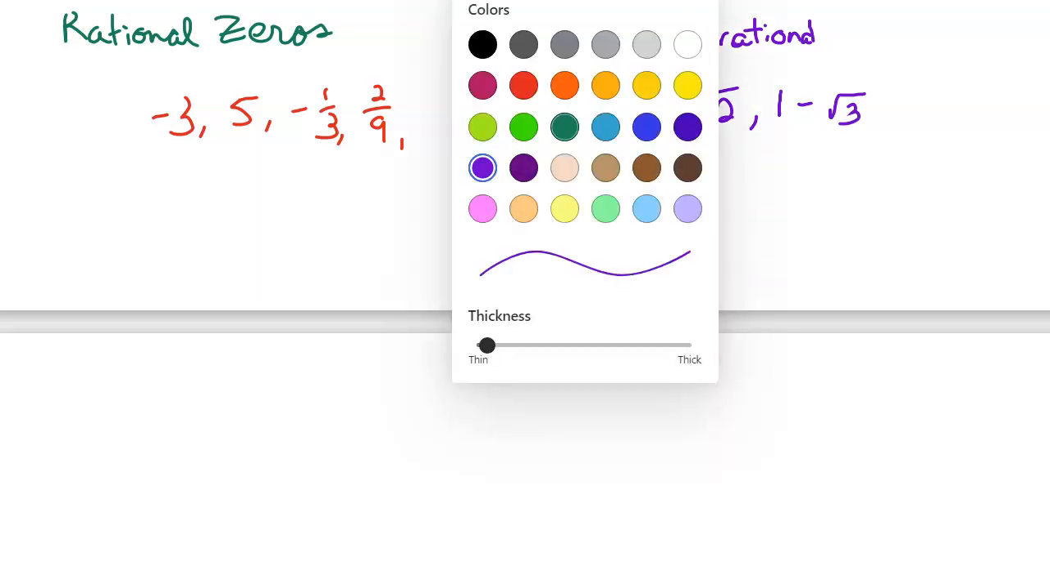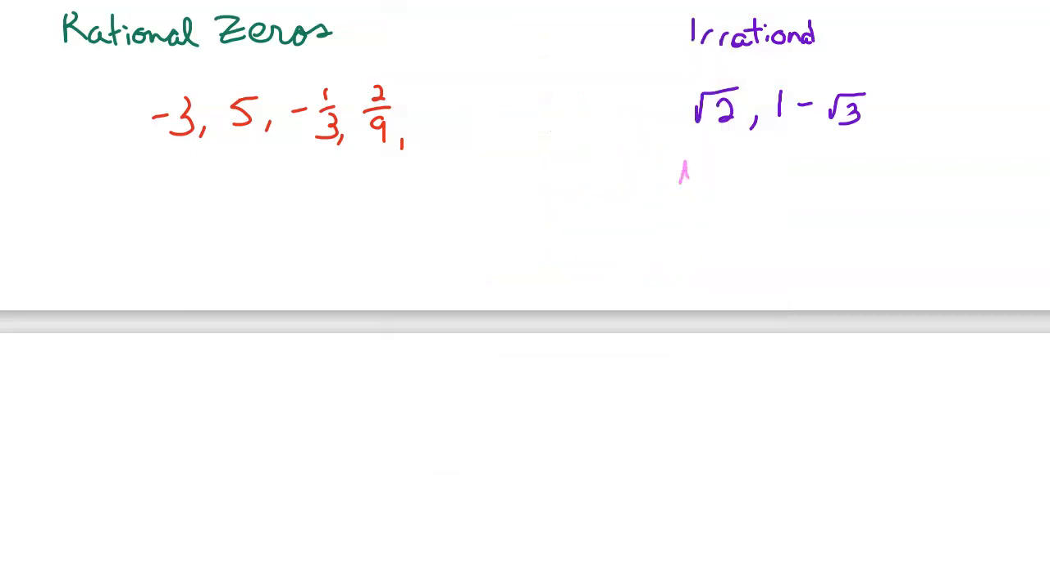We also have the non-real zeros. Those are the ones with the i's. So maybe we have a 3 plus 2i with a 3 minus 2i. Or maybe we have a -6i with a positive 6i.